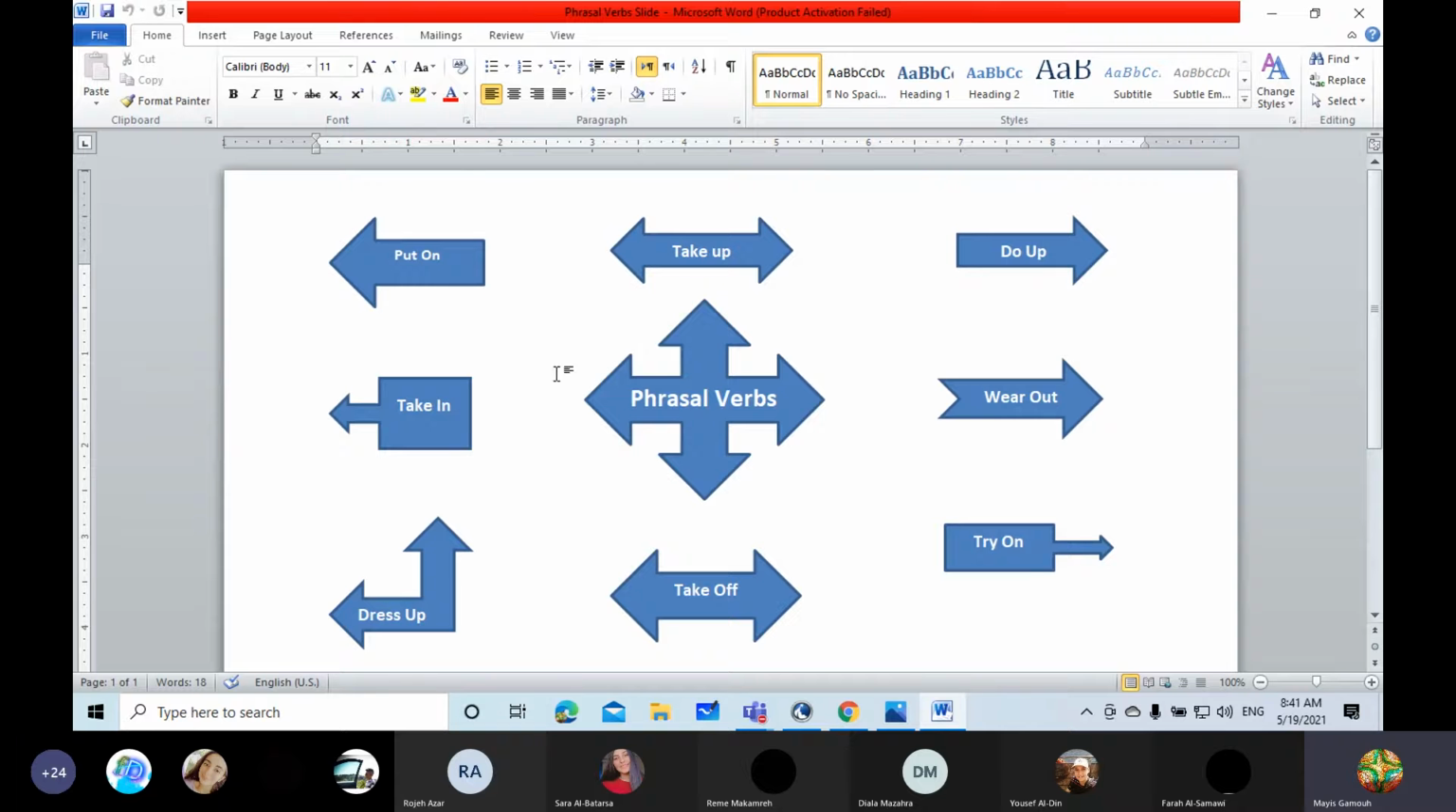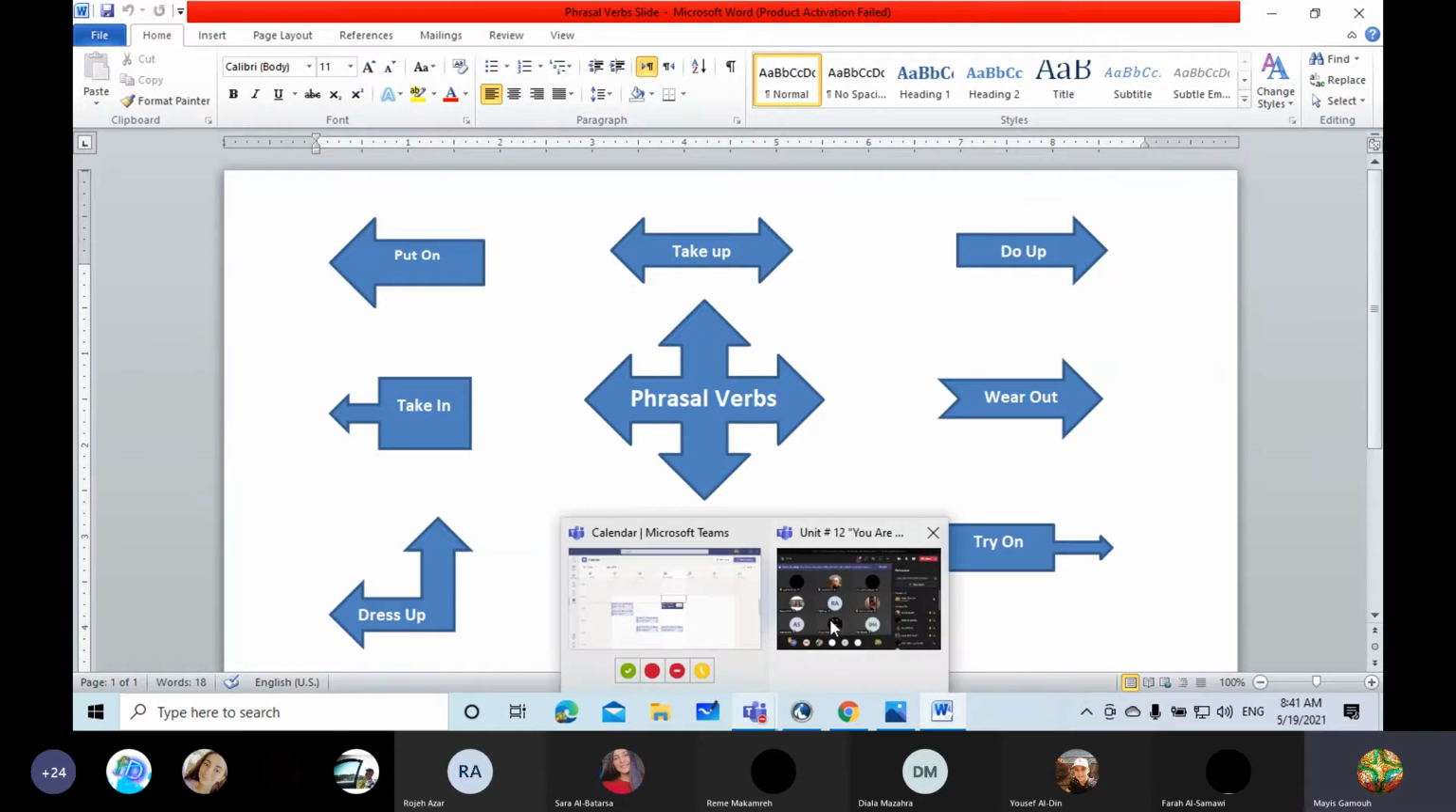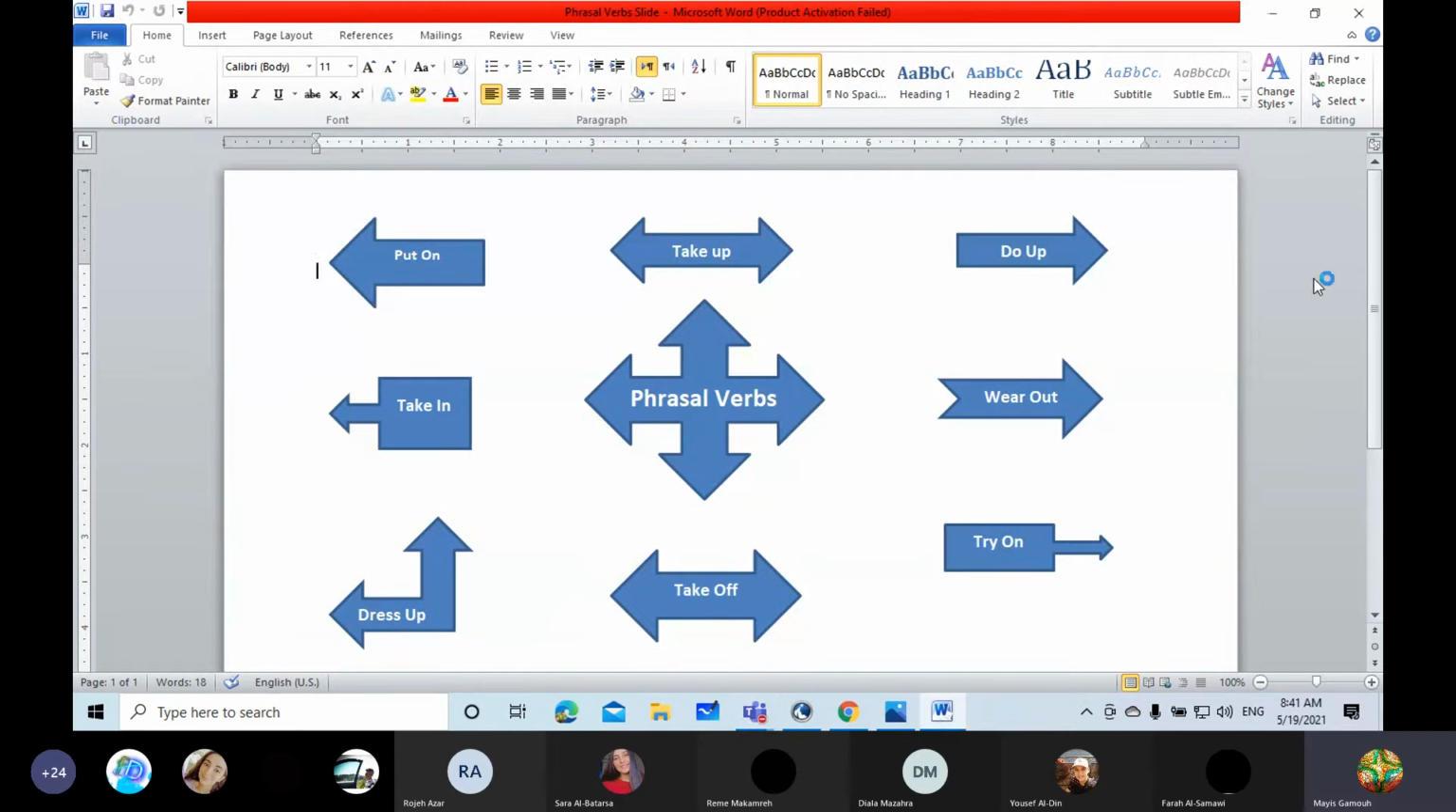Okay, let's get introduced to the phrasal verbs that we are going to use in order to solve our exercises in here. Who would like to read for me the phrasal verbs? Let me see hands in here. I'll have Juan. Go ahead, dear. Take up, put on, take in, dress up, take off, try on, wear out, do up. Thank you, dear. Can you tell me the definition for the phrasal verb do up? To tie or zip up something.